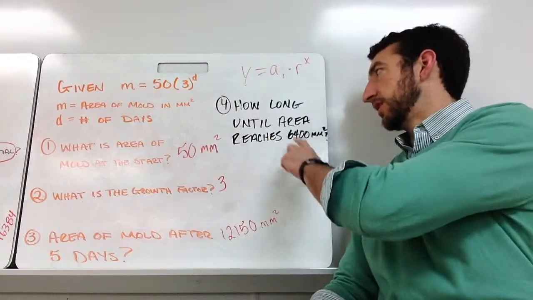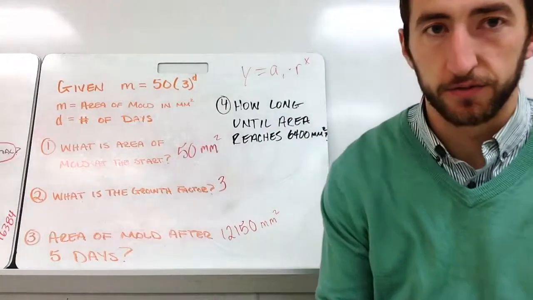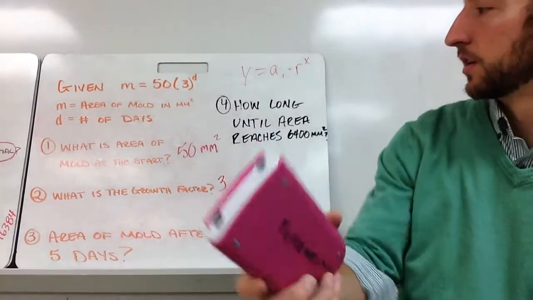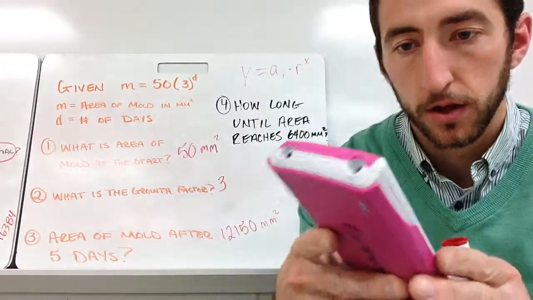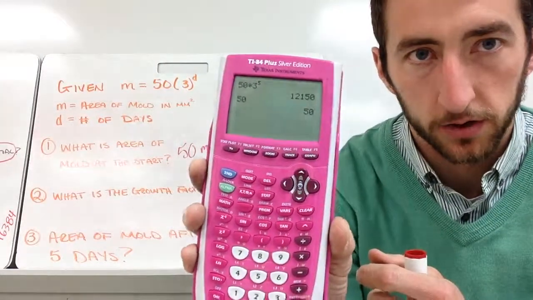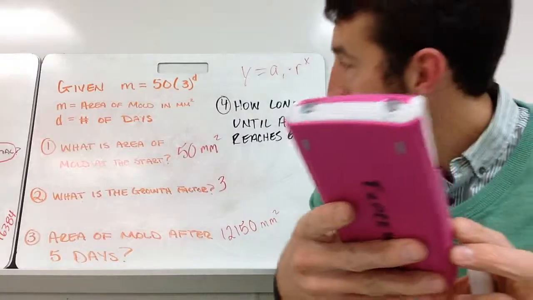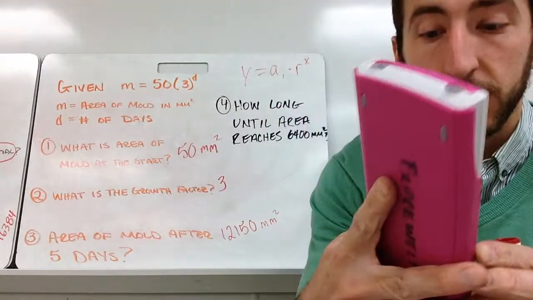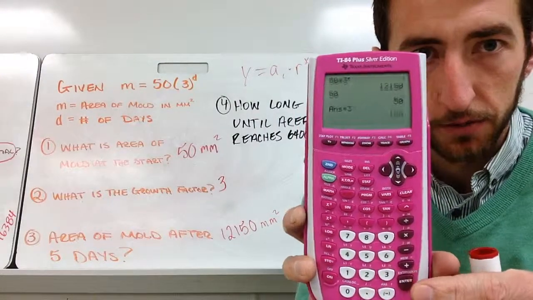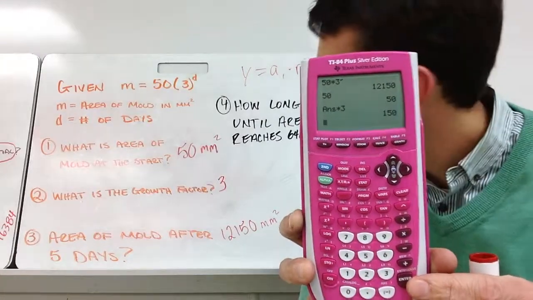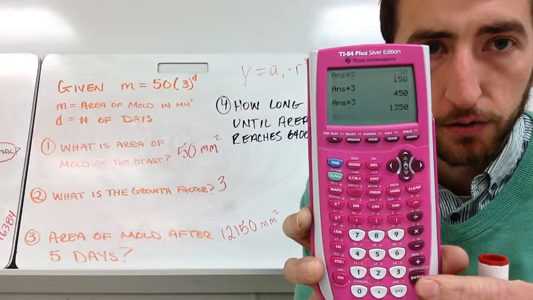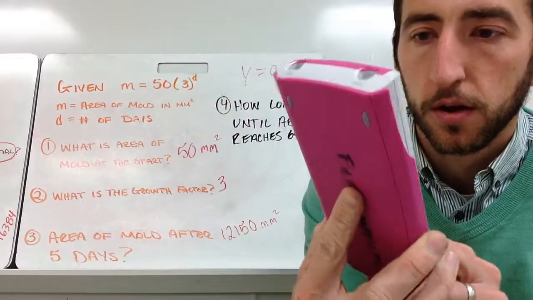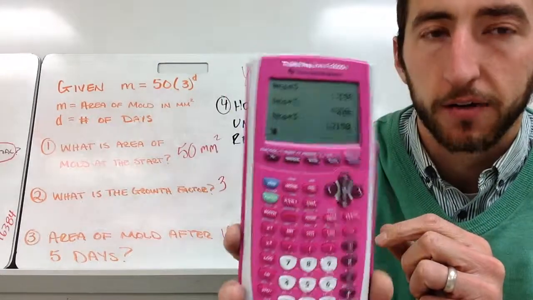Now remember this one, it says how long until the area reaches 6,400 millimeters squared. So I start at 50. So I go 50, hit enter. Then I'm going to do times 3 each time. So I'm doing my answer times 3. So that's after 1 day, 2 days, 3 days, 4 days, and then 5 days.